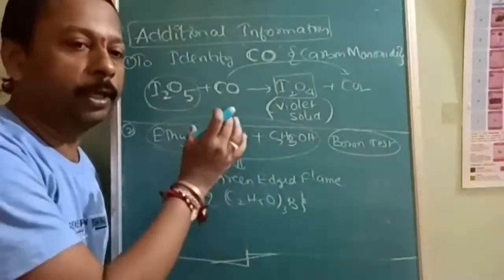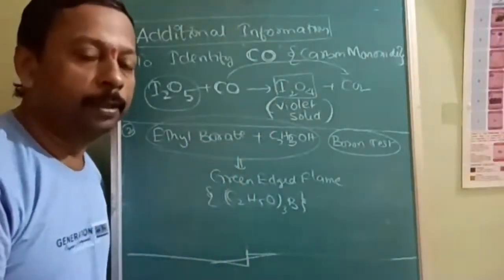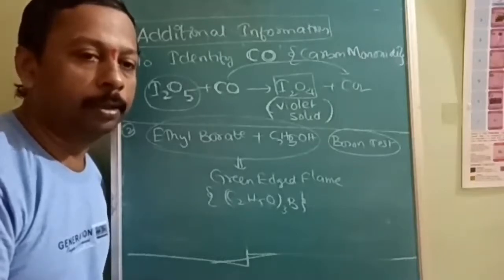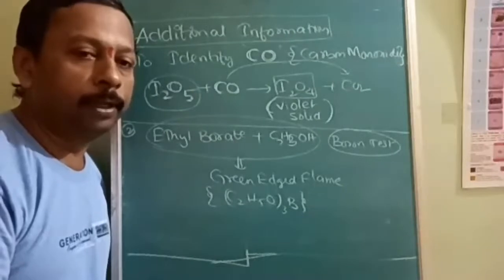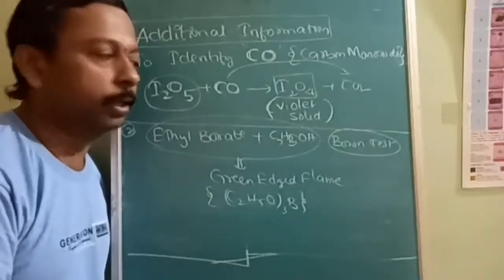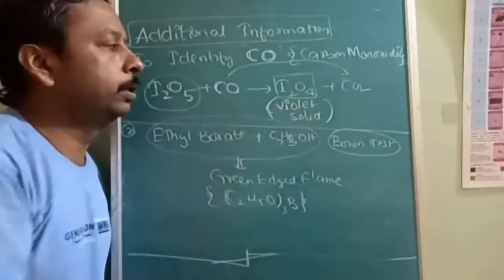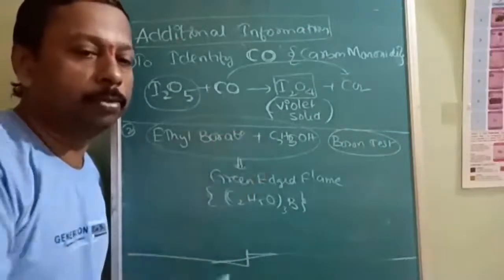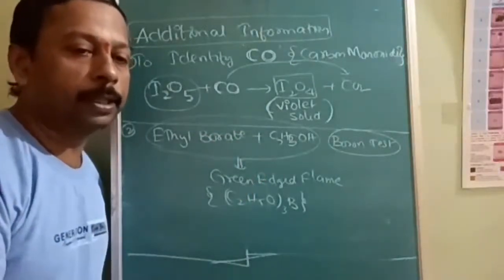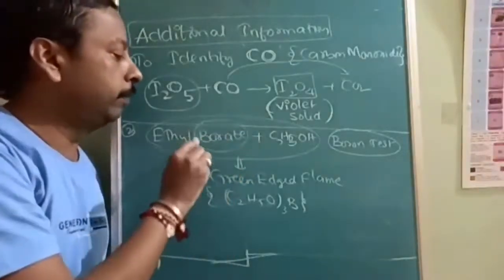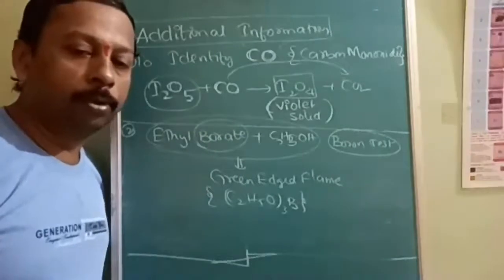If some gases are evolving and we want to confirm whether carbon monoxide is there in that gaseous mixture, we will keep the I2O5. If that I2O5 is converted into a violet color solid, that shows the presence of carbon monoxide. If there is no color change or no violet color appearance, that means carbon monoxide is not present.